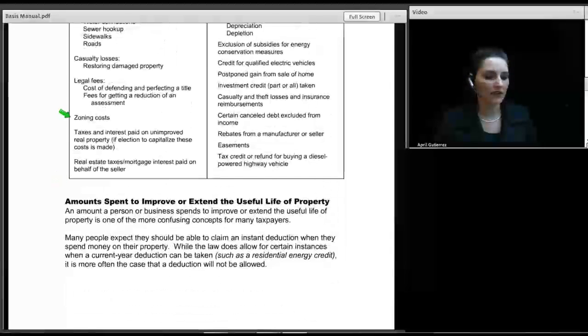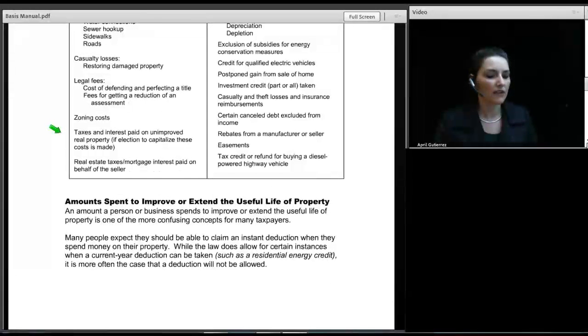Zoning costs are also things that add to basis. Taxes and interest paid on unimproved real property, but only if the election to capitalize these costs is made. And finally, real estate taxes, mortgage interest paid on behalf of the seller. So you are a buyer and you pay debt owed by the seller. The debt that you pay for the seller adds to your basis in the property.